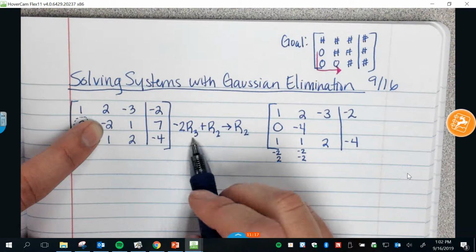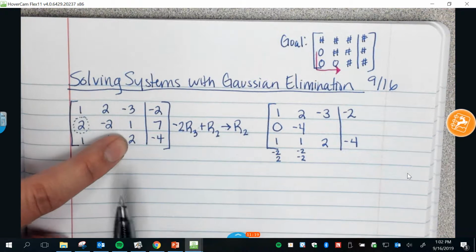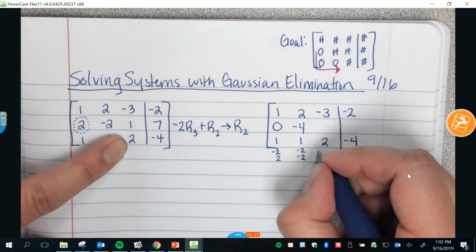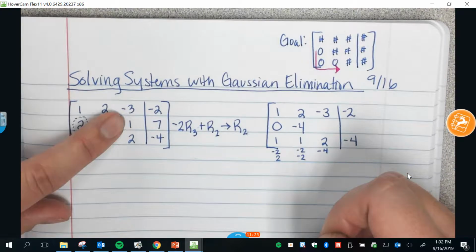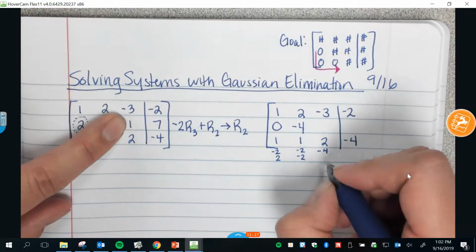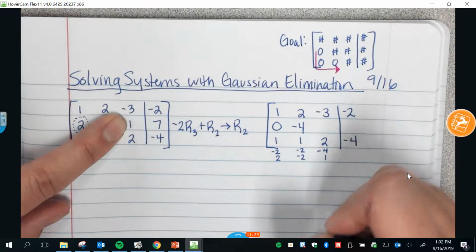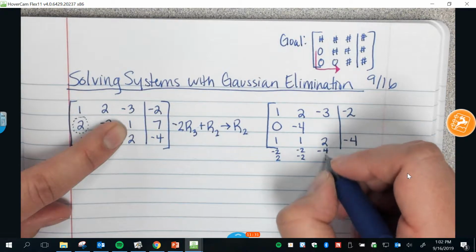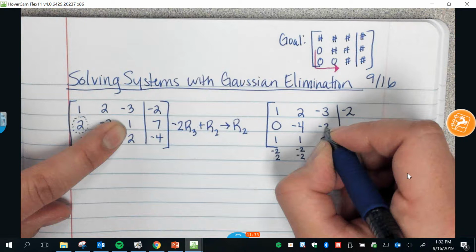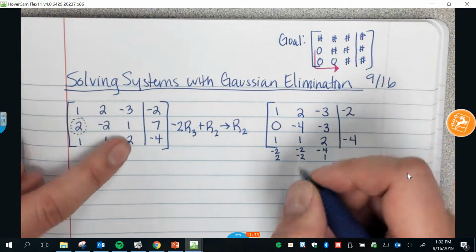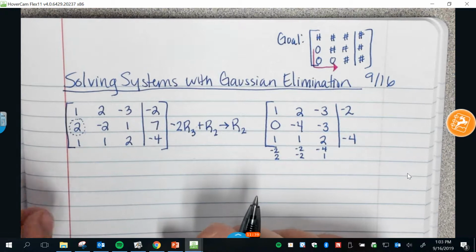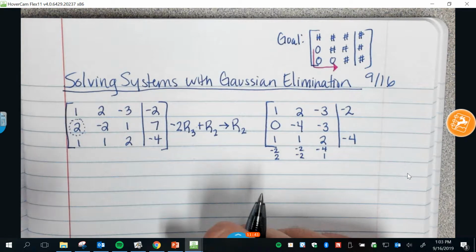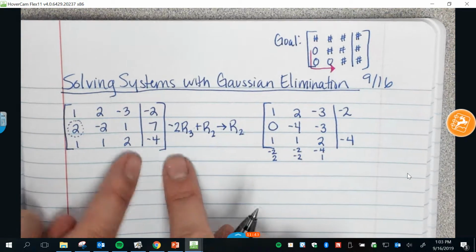Negative 2 times row 3, so negative 2 times 2 is negative 4. Plus row 2, so plus 1. And I add those two numbers together, and I get negative 3. So what I'm doing with my left hand when I'm pointing, it's not that I'm totally doing that to teach you. Every time I do this myself, I have to point, because I have to know where I'm going, right?